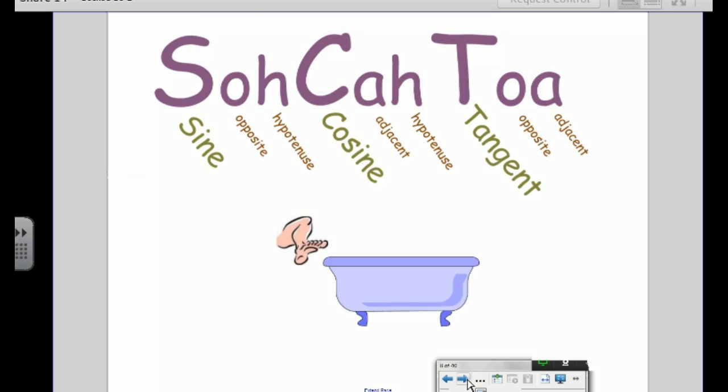You memorize simply the acronym, and then you know that sine is opposite over hypotenuse. Cosine is adjacent over hypotenuse, and tangent is opposite over adjacent. And you can picture a toe soaking, which is kind of weird. But anyways, SOHCAHTOA.